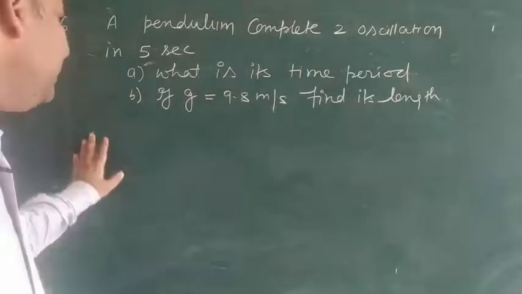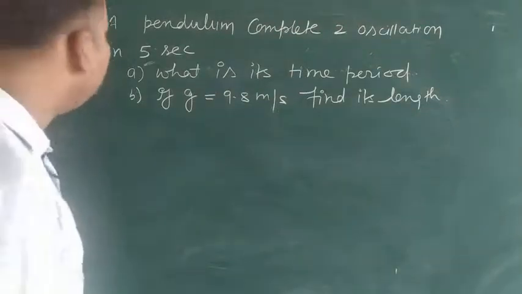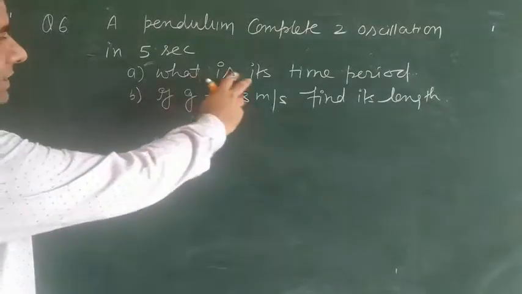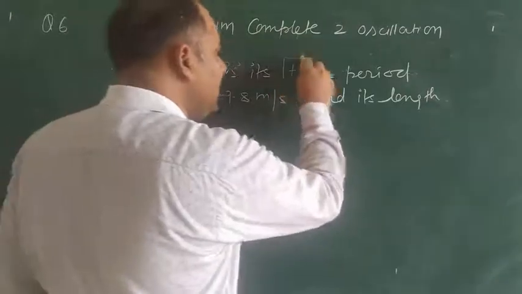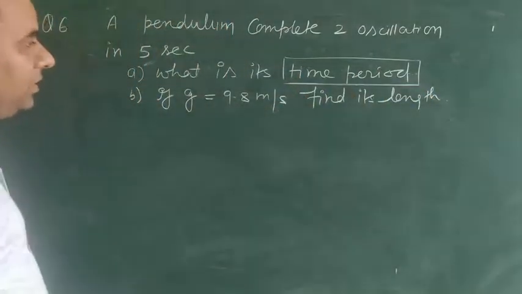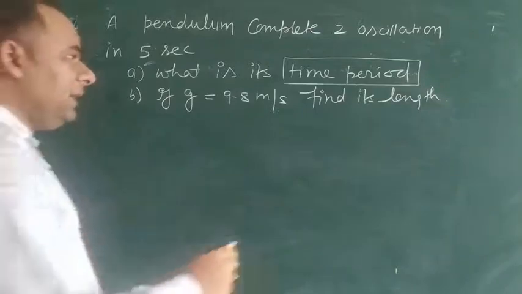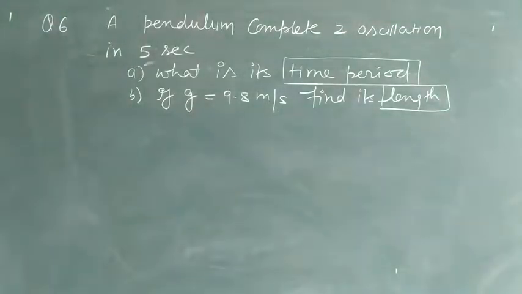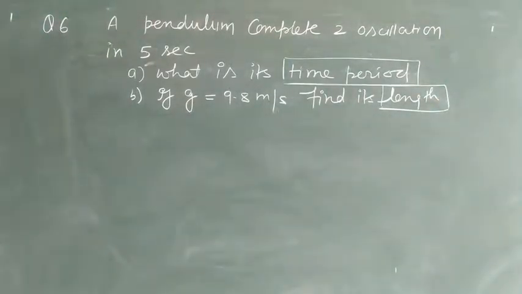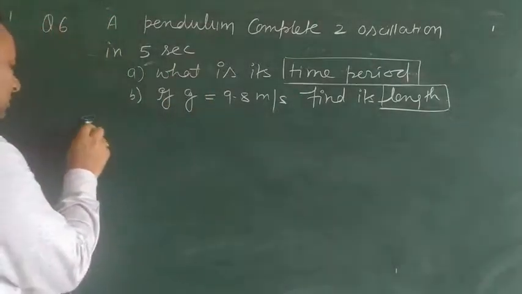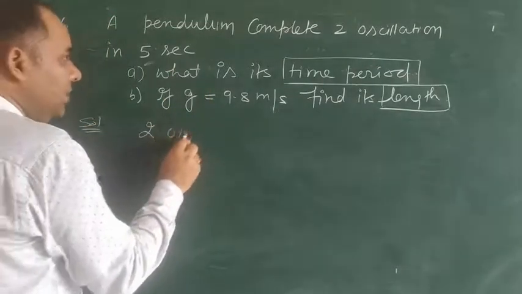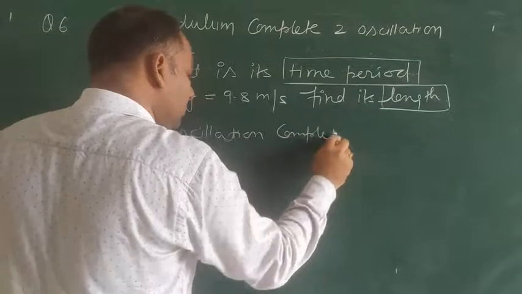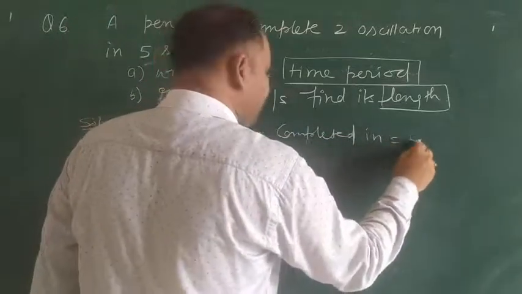Yes students, your next numerical is: a pendulum completes 2 oscillations in 5 seconds. You have to determine its time period. First you have to determine the time period of the pendulum, and after determining the time period, find the length of the pendulum. Clear? So first determine the time period. 2 oscillations are completed in 5 seconds.